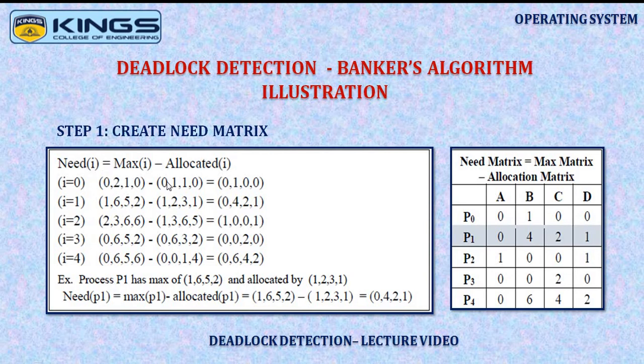But what is it actually allotted with? It is allotted with 1 instance of B and 1 instance of C. So maximum minus allocated is 0, 1, 0, 0. It means that if process 0 gains only 1 instance of B resource in addition, it will be able to complete its task.